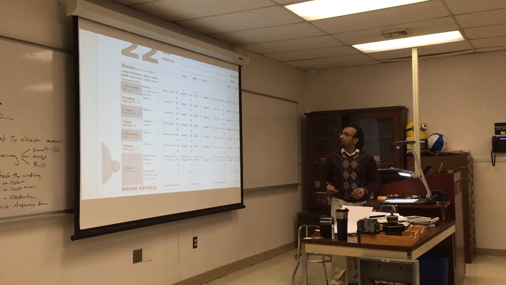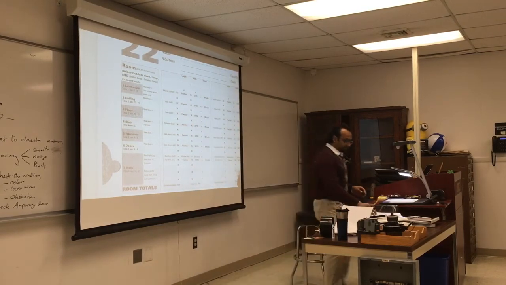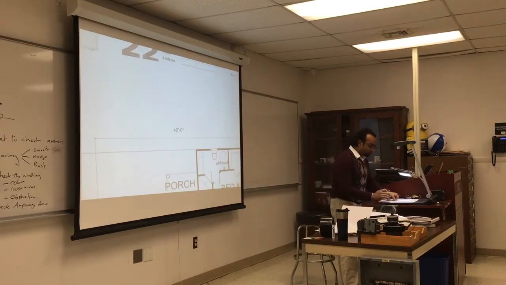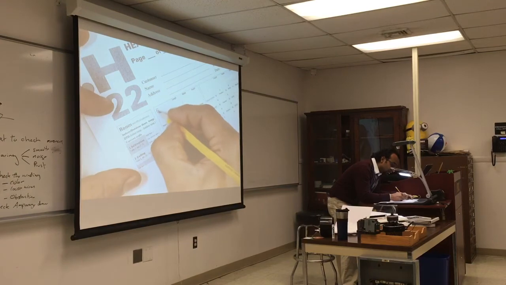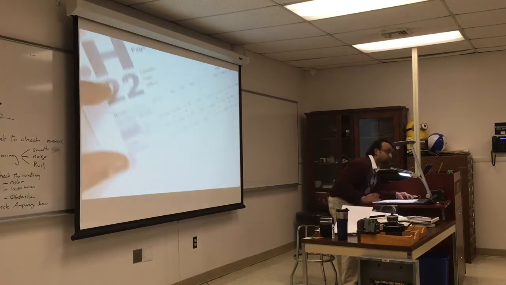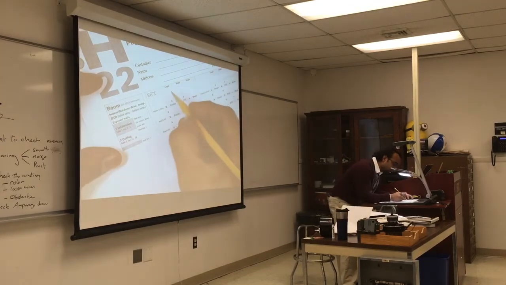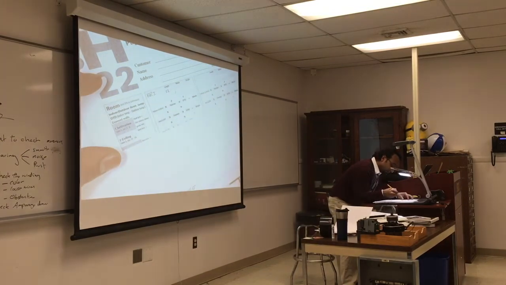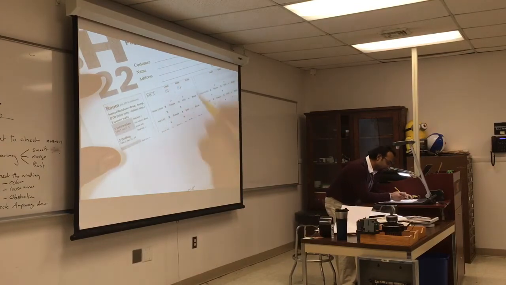So, if you look here, you got to get the length, width, and height. And this you get from here. This one, for example, bedroom one. I'm going to call this bedroom one. Okay? Length? 12. Width? 14. And height is 9.